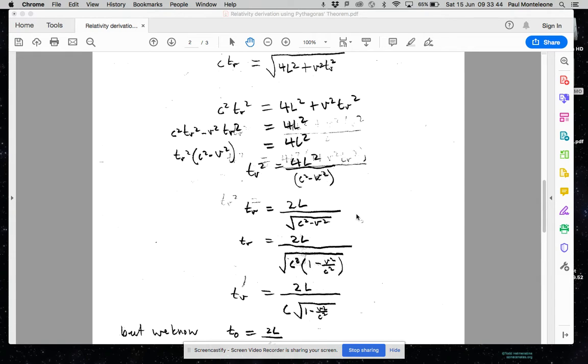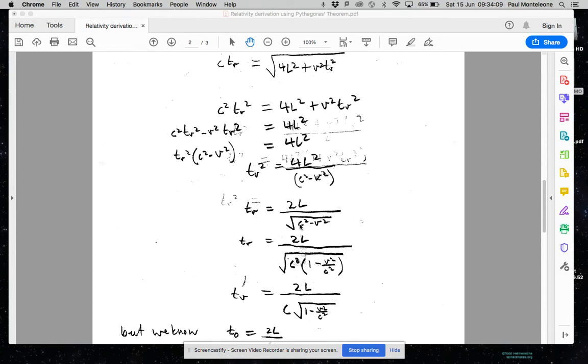Okay, so now that I've done that, let's have a look and see what happens. I'm going to actually square root everything. And when I square root everything, the TV, the time in the moving frame, comes out to be 2L on the square root of c squared minus v squared. Now, some of the mathematicians may say, oh, we're a little bit stuck here. There's a little trick that some of the 3-unit and 4-unit guys might know about.